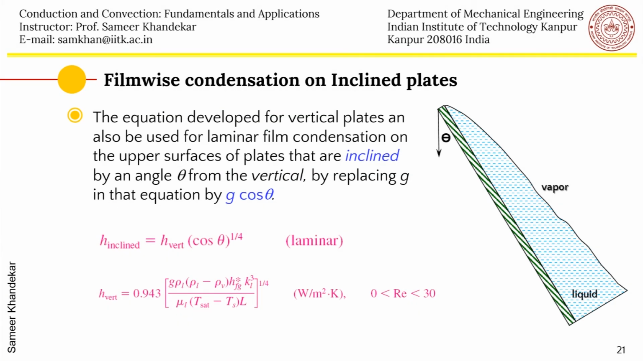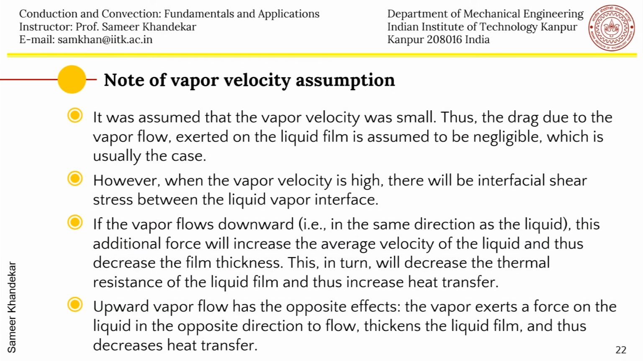Now, just a note on the vapor velocity assumption. It was assumed that the vapor velocity was small, and therefore the drag due to the vapor flow exerted on the liquid film is assumed to be negligible, which is usually the case. But as we have seen, when the vapor velocity is high, there will be interfacial shear stress, and we will see some examples of this later on when we do thermosiphons. If the vapor flows downward, that is in the same direction as the liquid, this additional force will increase the average velocity of the liquid and thus decrease the film thickness. And therefore, this in turn will decrease the thermal resistance of the liquid film and thus increase the heat transfer.